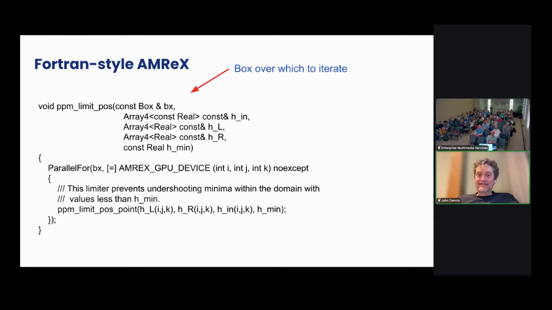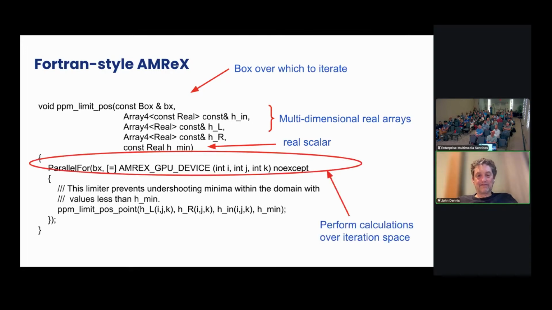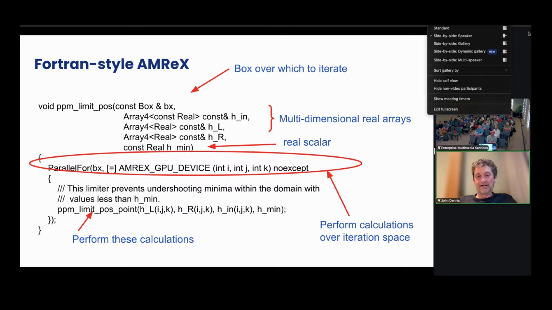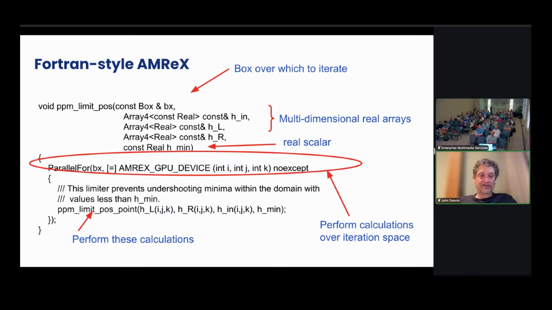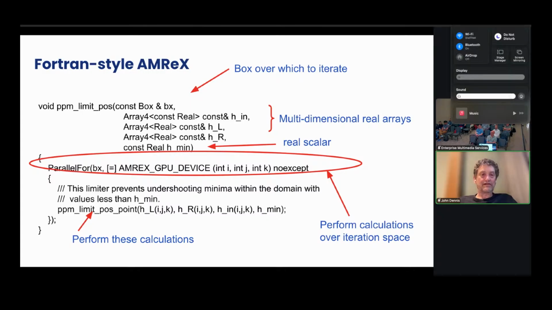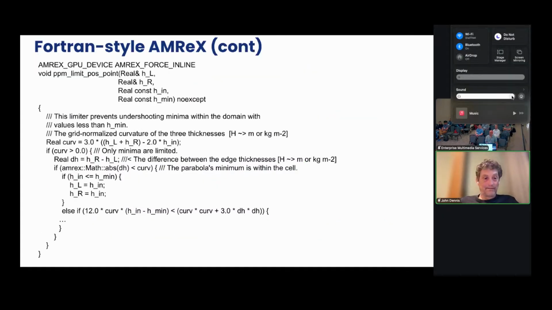So it has a couple of different concepts: a box over which to iterate. Instead of a collection of integers, it's a box structure, multidimensional arrays, a real scalar, and then basically this is what the do loop or do concurrent has been turned into, a parallel for lambda. And essentially what it does is it performs these calculations on a point-wise basis. So if you think of elemental functions, this is basically the C++ equivalent of this. This is what it looks like.